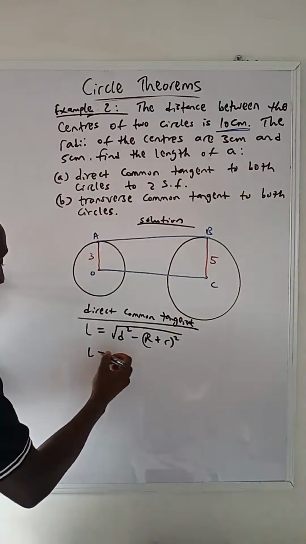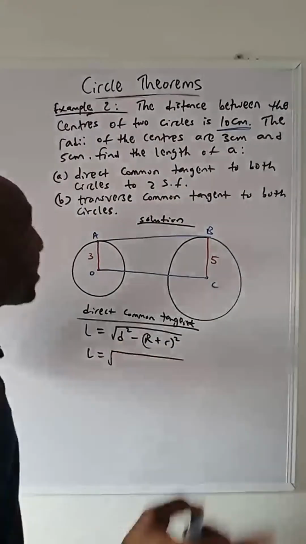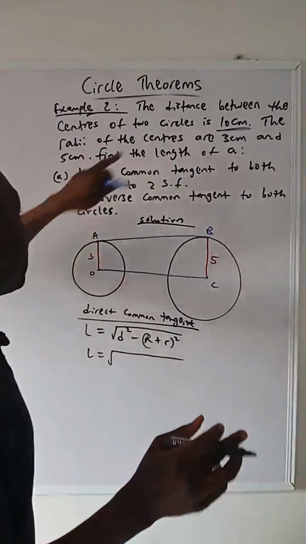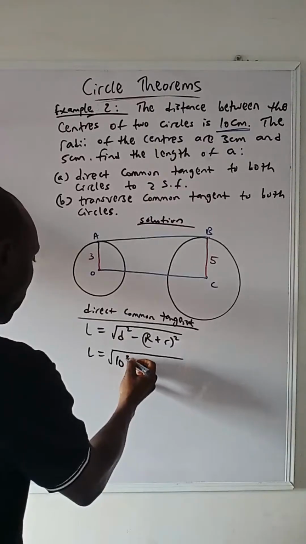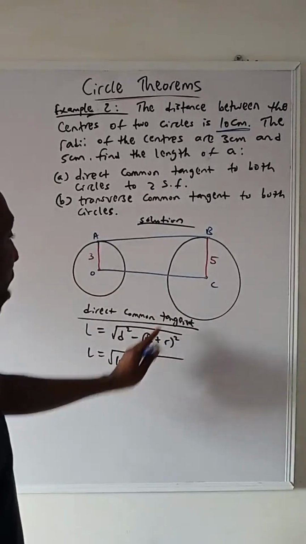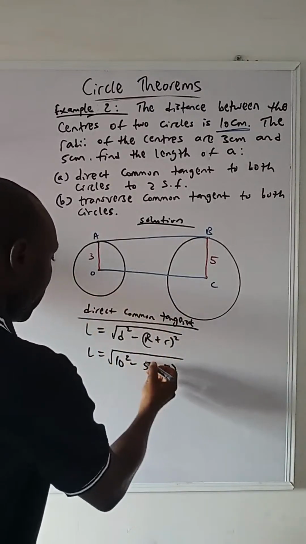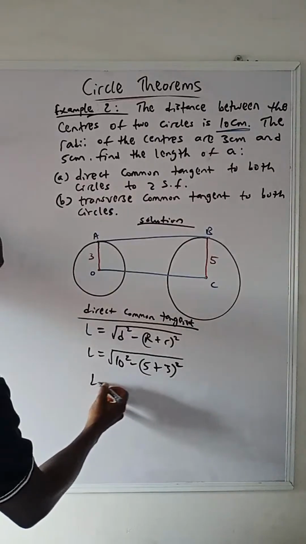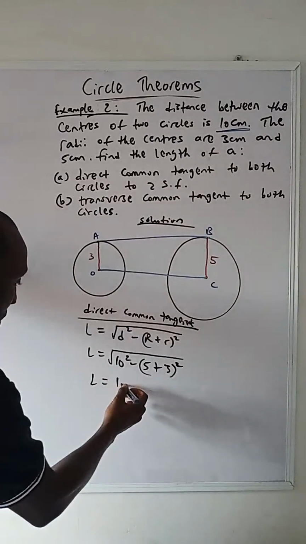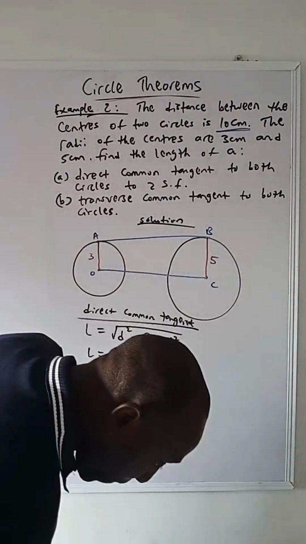So the length of this is going to be the square root of what? D is the distance between the centers, given as 10 centimeters. So this is going to be 10 squared, then minus big R is 5, small r is 3, all squared. So this is what? 10 squared is 100 minus 8, 5 plus 3 is 8, okay?